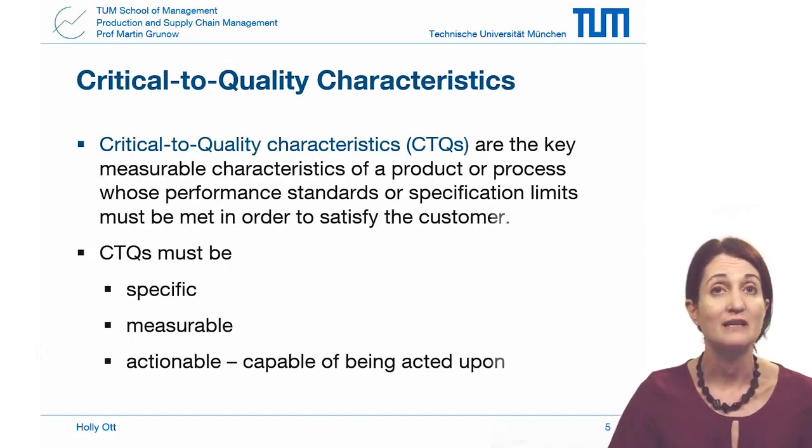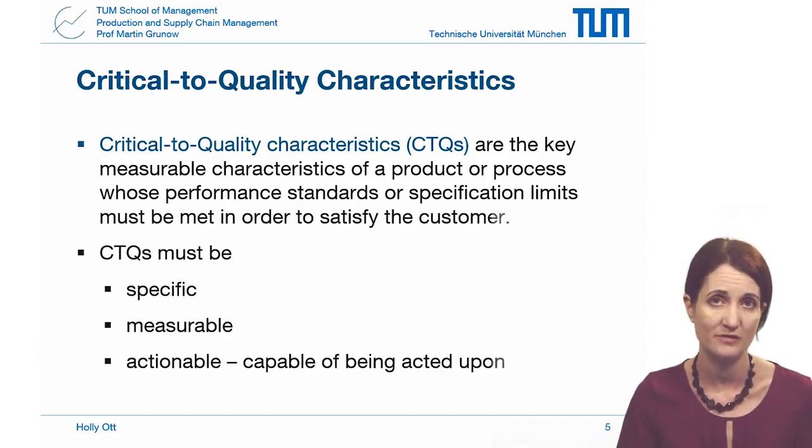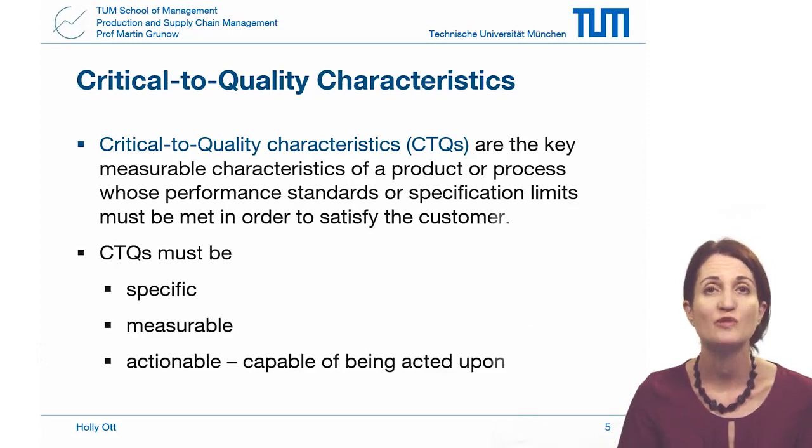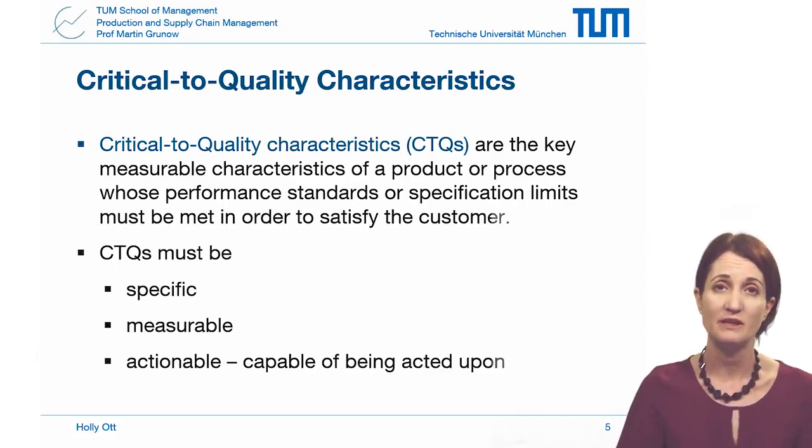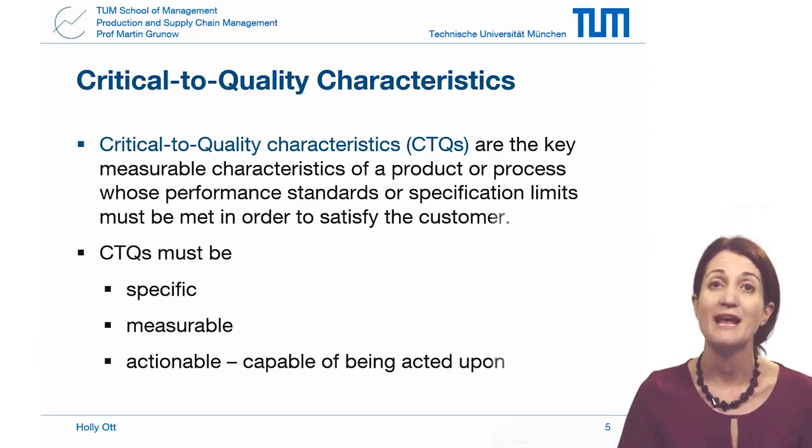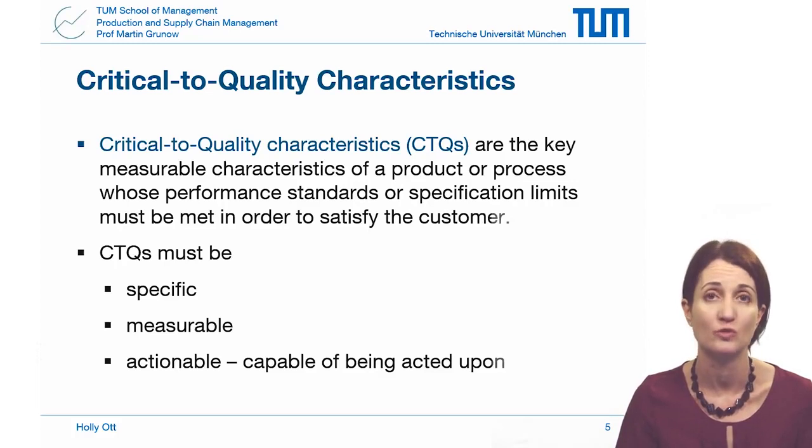So finally, CTQs, critical to quality characteristics. These are the key measurable characteristics of a product or process whose performance standards or specification limits must be met in order to satisfy the customer. These must be specific, measurable, and actionable, which means capable of being acted upon, capable of being used.